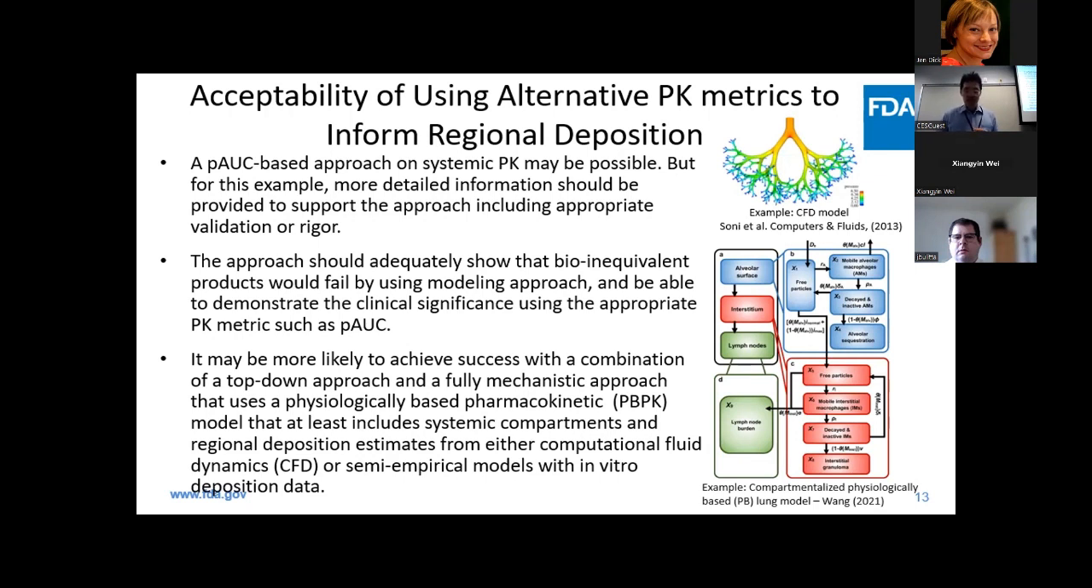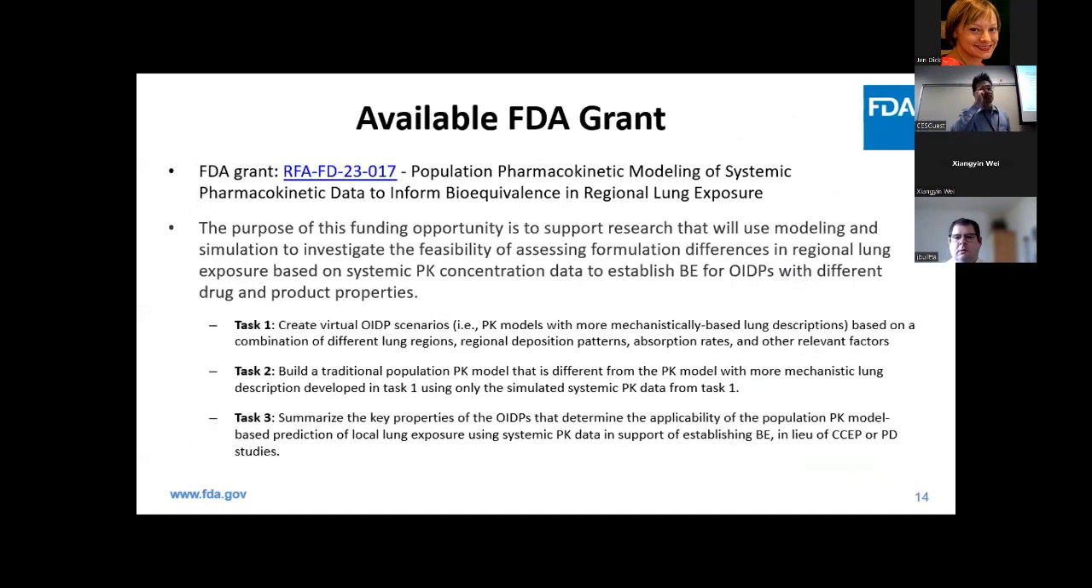So how do we interpret the systemic PK data and use the data in a modeling framework? In summary, the empirical model can provide a generalized solution, such as using the alternative PK metric PAUC, while the mechanistic model can provide further support, such as using in vitro data, dissolution data, in vitro deposition data, and CFD models. Then we integrate all of these approaches, step by step, and look at further investigation. So here is one of the examples, the grants that are currently available.